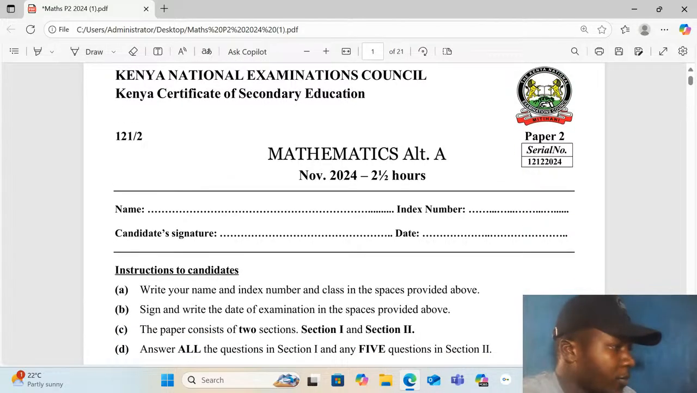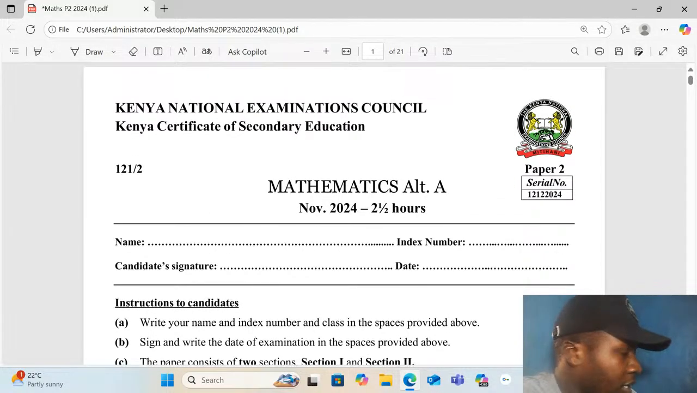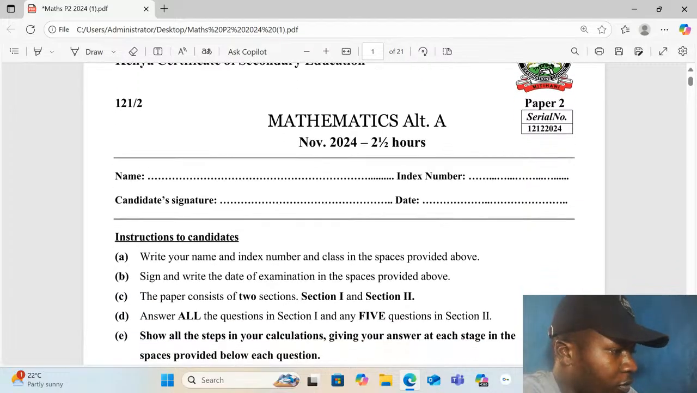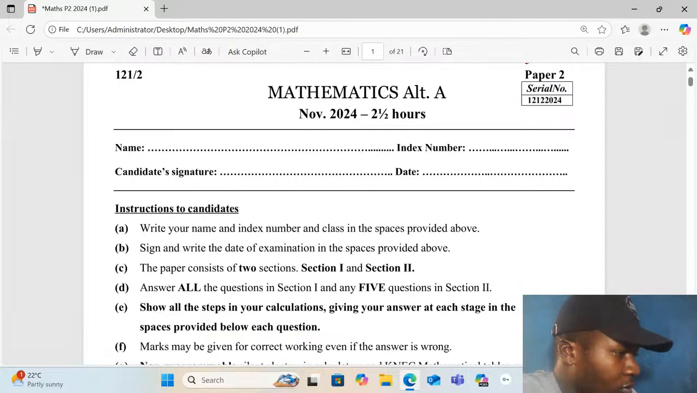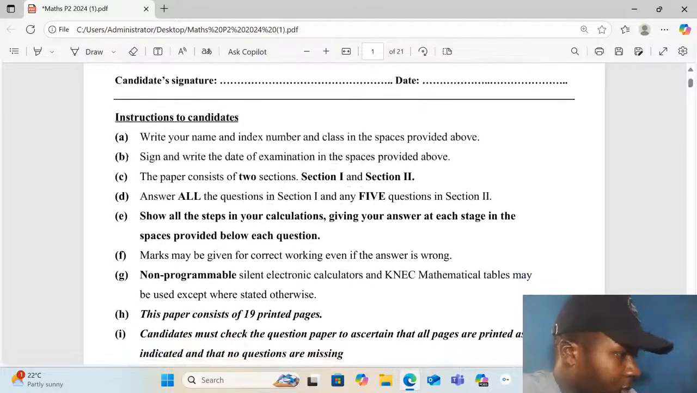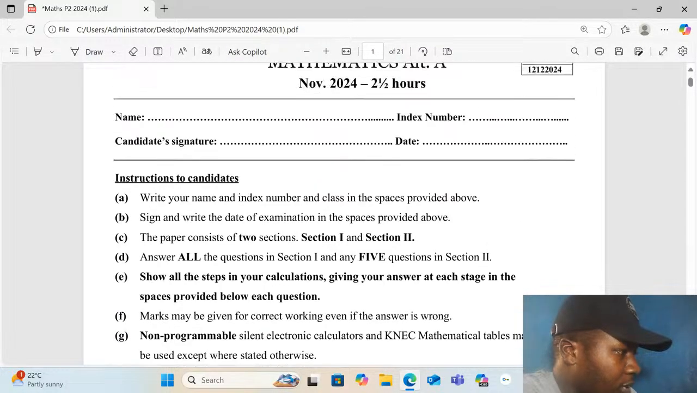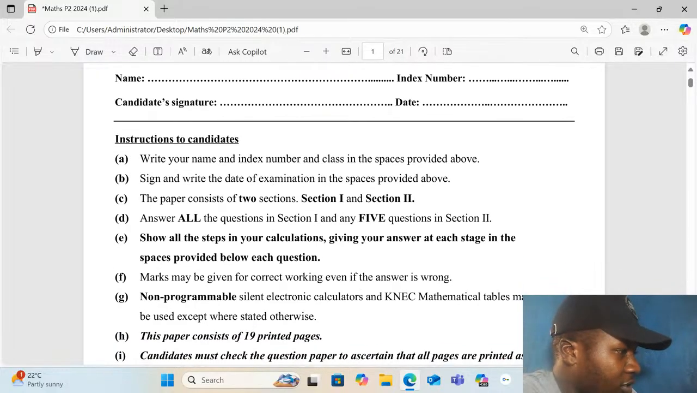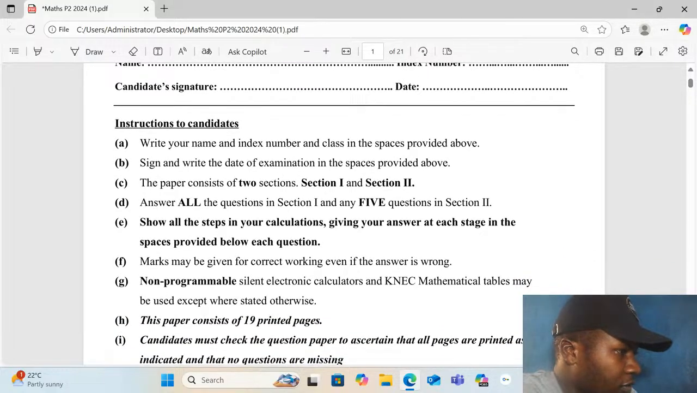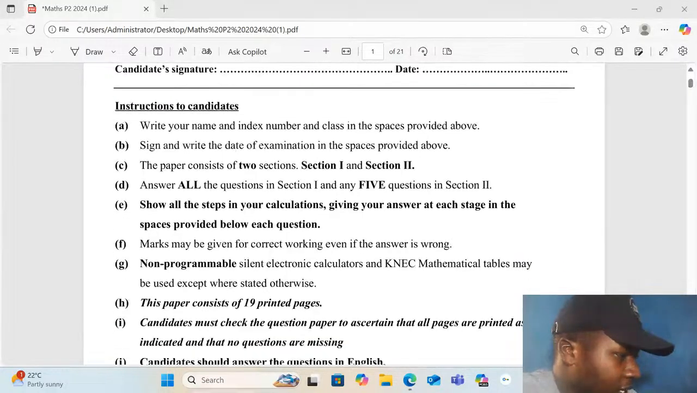Okay, welcome to KCSE revision paper 2, 2024. We're going to start with section 1. As you can see, the instructions: you follow the instructions as indicated.